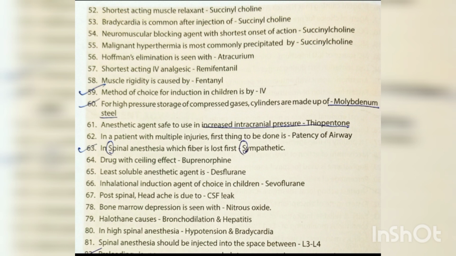In spinal anesthesia, which fiber is lost first? Sympathetic. Drug with ceiling effect is buprenorphine. Least soluble anesthetic agent is desflurane. Inhalational induction agent of choice in children is sevoflurane. Post-spinal headache is due to CSF leak. Bone marrow depression is seen with nitrous oxide. Halothane causes bronchodilation and hepatitis. In high spinal anesthesia, hypotension and bradycardia. Spinal anesthesia should be injected into the space between L3 and L4.